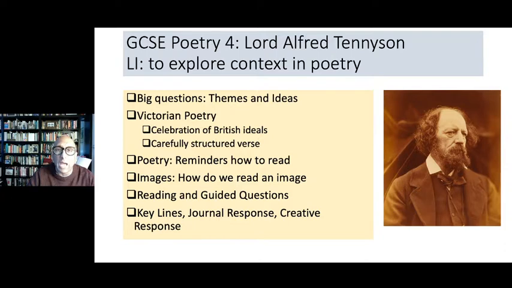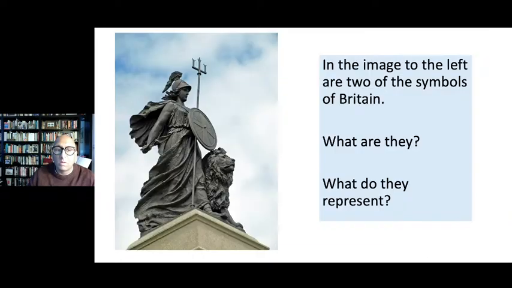And we're going to look at context, which is a little bit about Victorian poetry, because for those of you in year 10 who've read Jekyll and Hyde, you've read a Victorian novel. Now I want to look at Victorian poetry and how it does similar or different things, if we can find some ways of finding some links there. So let's begin by looking at this image.